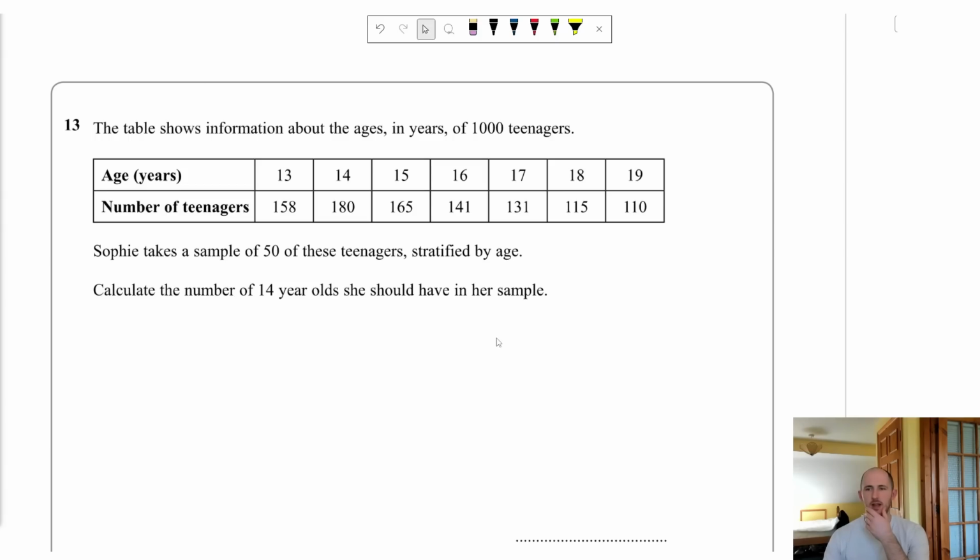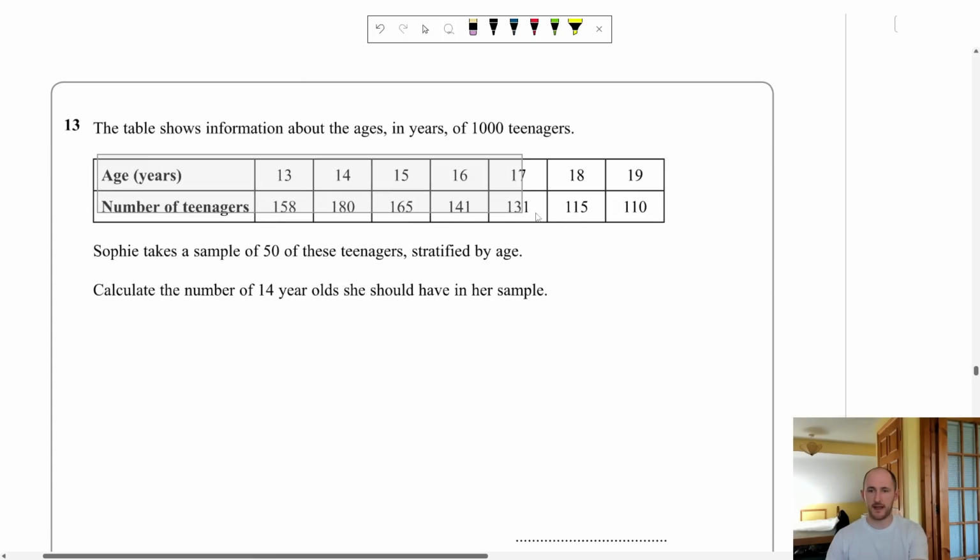Okay, a sampling question, again quite rare and interesting to have on a non-calculator paper, but be that as it may. These are 1,000 teenagers and their information about their ages apparently.